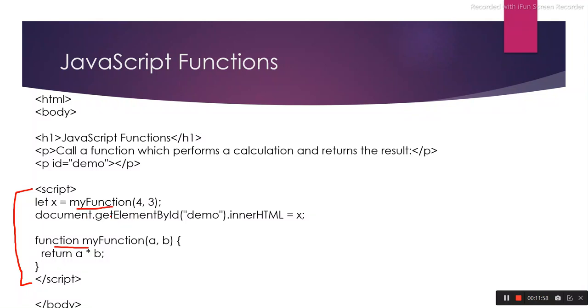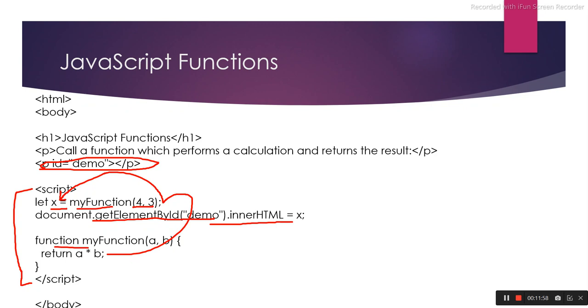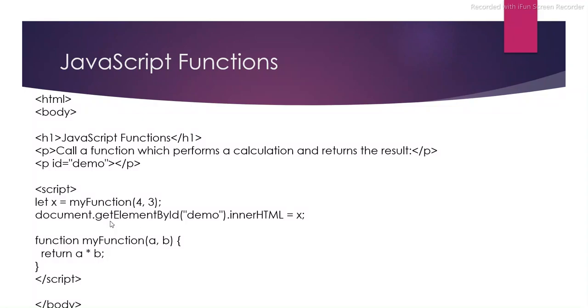Now I am calling the function, and this function will return the multiplication of 4 into 3. This returned value gets stored into x. Now I am printing this x using document.getElementById demo. Demo is nothing but your empty paragraph. I am trying to print this x value inside this paragraph: getElementById demo dot innerHTML equal to x. So x will be printed in that paragraph. Let me execute this program.